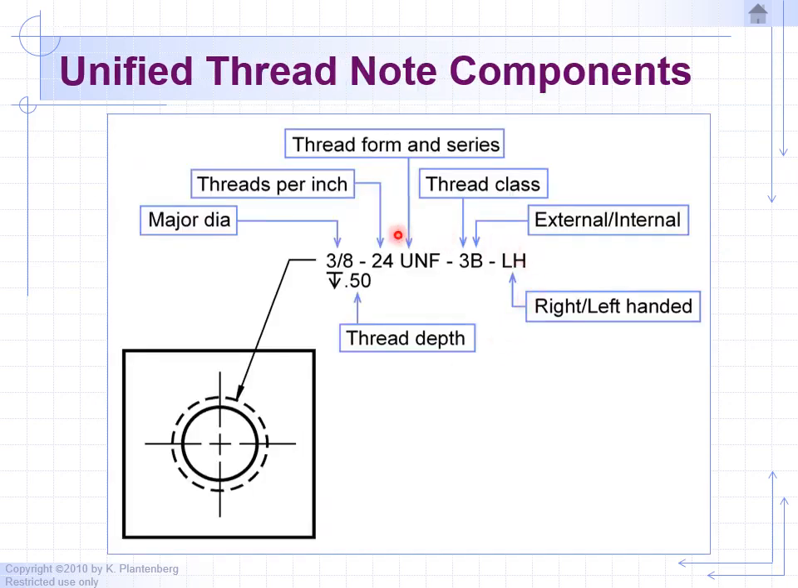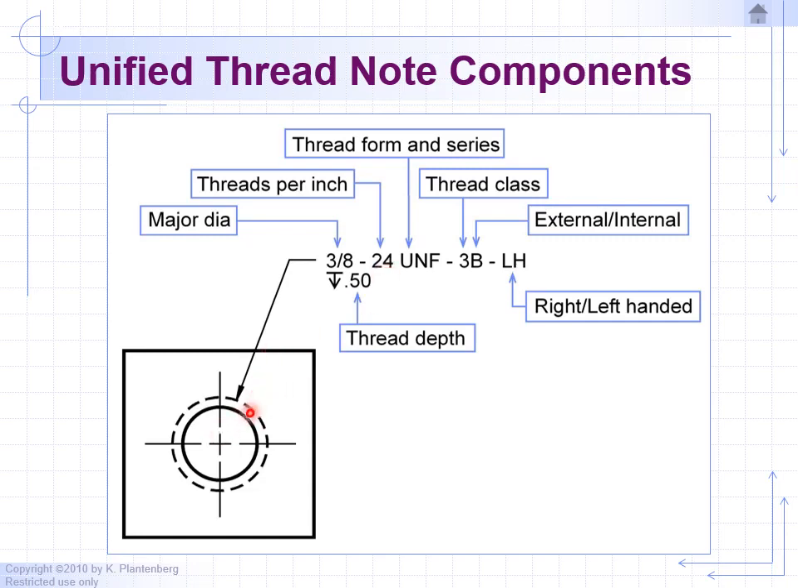Okay, so let's go over a note of how we call out a threaded hole or an external thread on a bolt. In this case, we're dealing with an internal thread. Here we have the leader, and it first calls out the major diameter. So the first number will tell us the major diameter of the thread. We don't call out minor diameter or pitch diameter. We will always call out the major diameter. And then the next number, after the dash, is 24. So this tells us how many threads per inch.